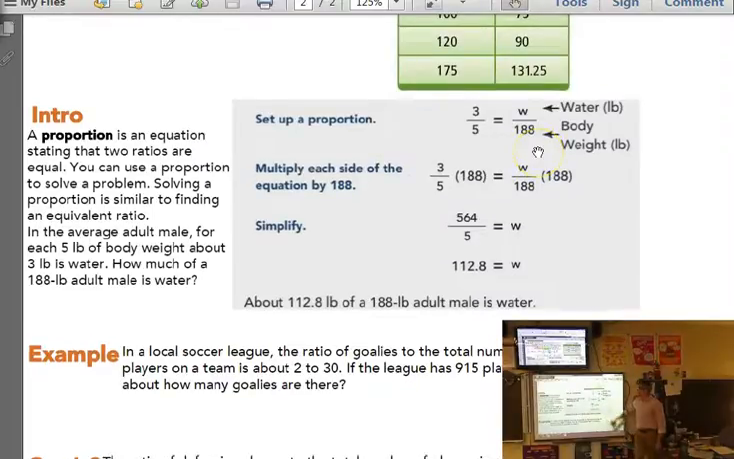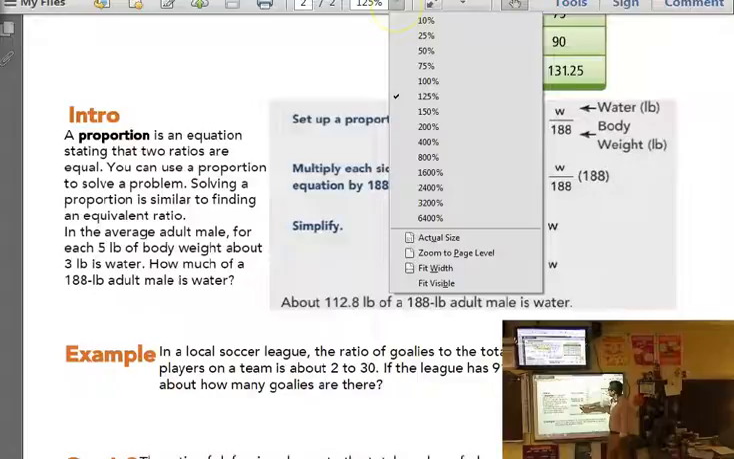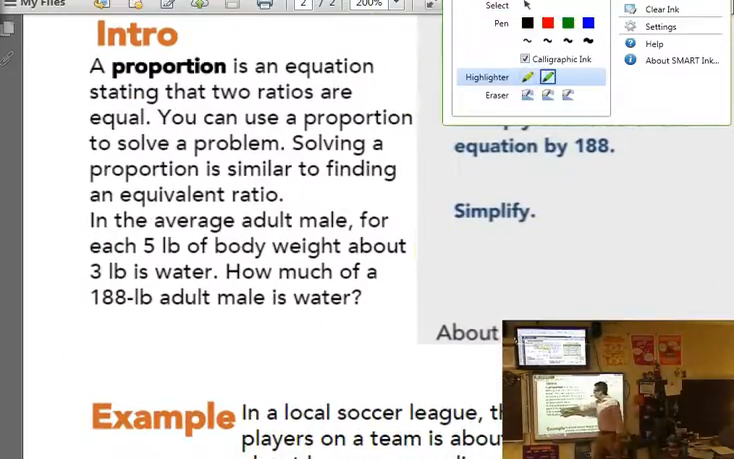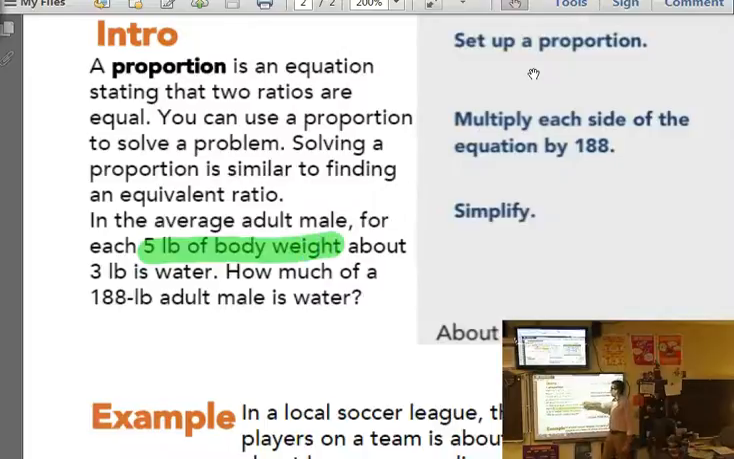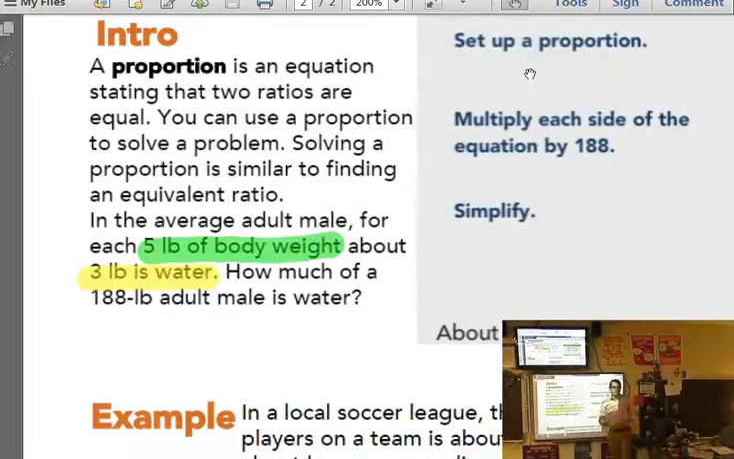We talked about this last week just a little bit. The other way that you can solve these problems without using the equation that we've been using this whole time is to set up a proportion. So we know that in an average adult, for every 5 pounds of body weight that you have, approximately 3 pounds of it is water.